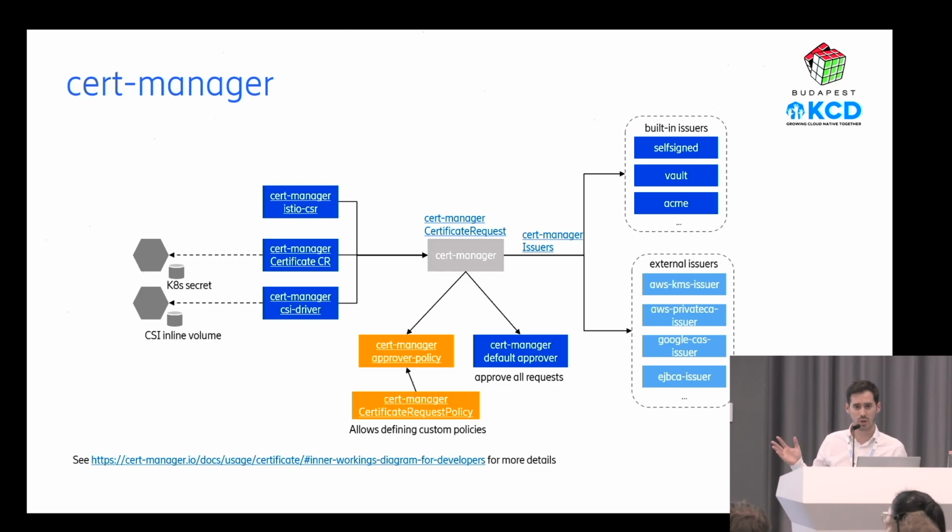If the certificate request is approved by custom policies that you can define, or approved by default, then the signed certificate, the private key, and the CA certificate will be stored in the specified secret that can afterwards be mounted by an application pod or used by an ingress controller, for example.